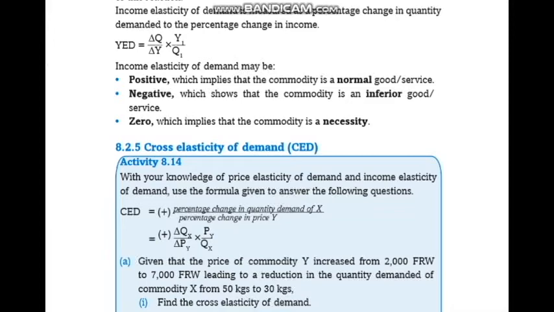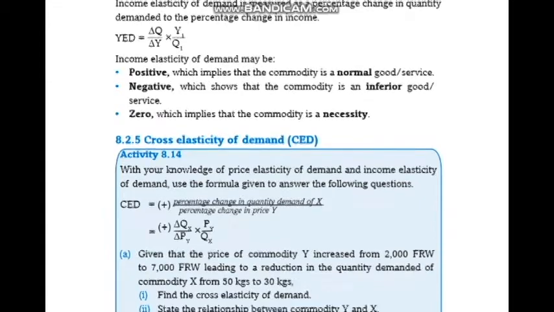When income elasticity of demand is positive, which implies that the commodity is a normal good. Kuvuga ngo igihe uzabona income elasticity of demand ari positive, icyo gihe tuzaba dufite normal good or service. Igihe tuzasanga igisubizo cya income elasticity of demand dukoresha iyo formule tugasanga ari negative, icyo bizatuma bigaragaza yuko dufite inferior good cyangwa se inferior service. Igihe tuzasanga igisubizo ari zero, which implies that the commodity is a necessity, tuzasanga ari necessity good.